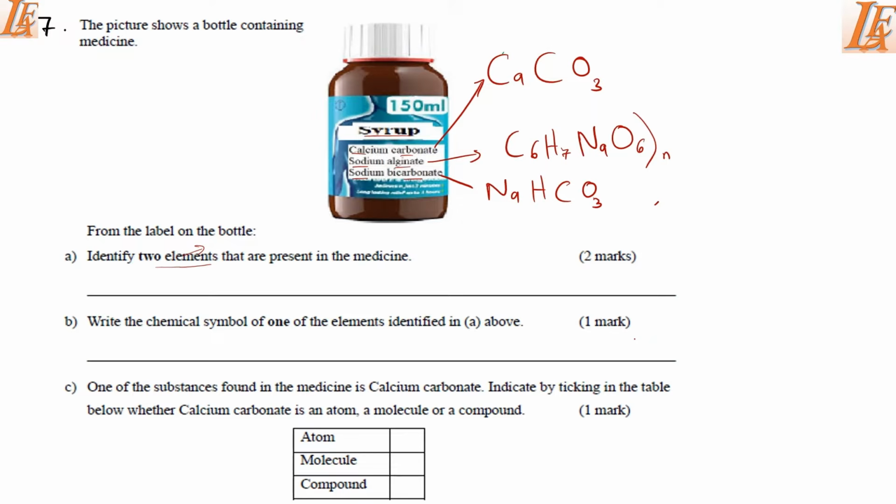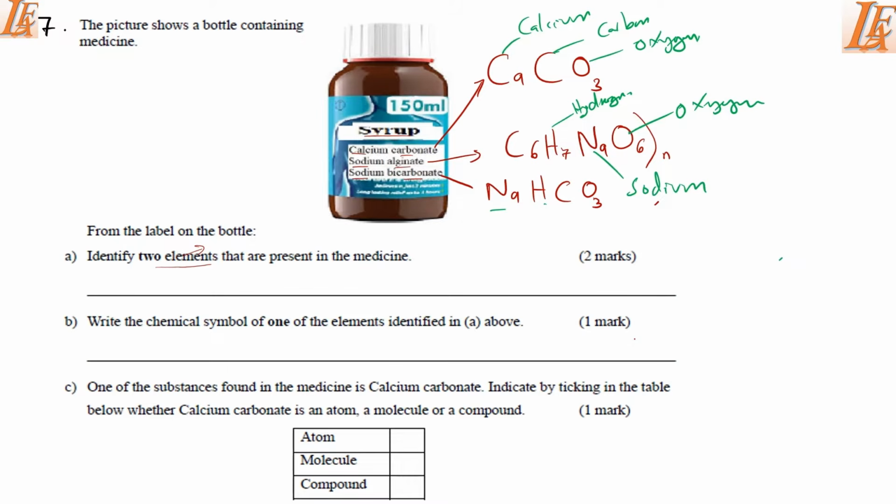Like Ca, this is calcium as an element. This one is carbon, this one is oxygen. Then this one, H, is hydrogen, and Na is sodium. Then this one, of course, we have said is oxygen. Then Na here is just a repetition of what's above. Na is sodium, H is hydrogen, then we have C carbon, and O oxygen.